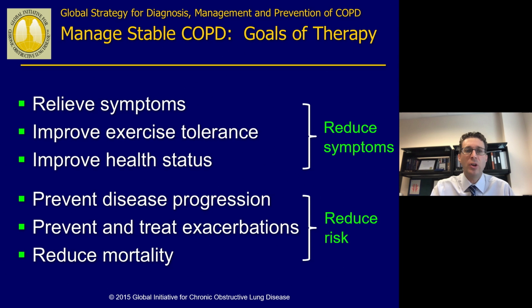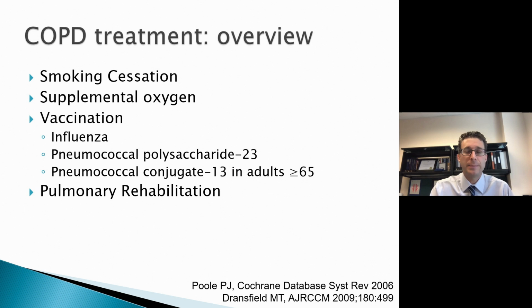So, treatment of COPD. There are two main goals of therapy in treating COPD: to reduce symptoms and reduce risk, corresponding to those two different axes on the GOLD ABCD scaling. More specifically, to reduce symptoms, we're talking about relieving symptoms, improving exercise capacity, and improving health status. Reducing risk means preventing disease progression, preventing and treating exacerbations, and ideally reducing mortality.